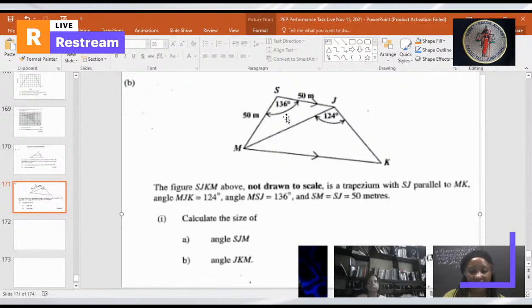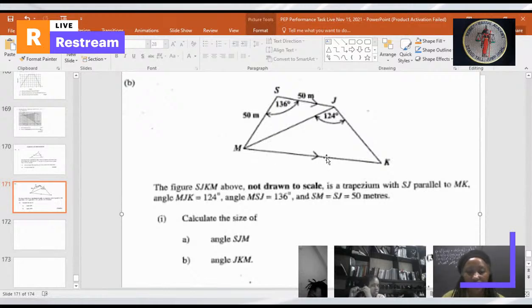What is the importance of the fact that these two are parallel lines? Why is that important? It means it would be a Z angle, alternate angles. So what would be the alternate angle? The alternate angle would be the 22 in SJM and the 22 at JMK. Correct. So this is how we know that this is 22.